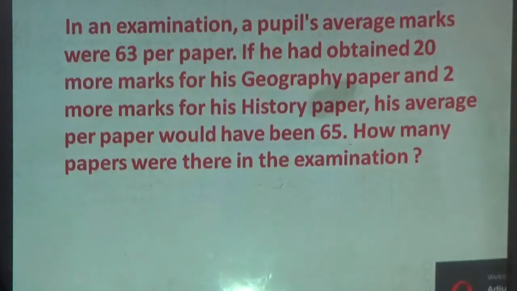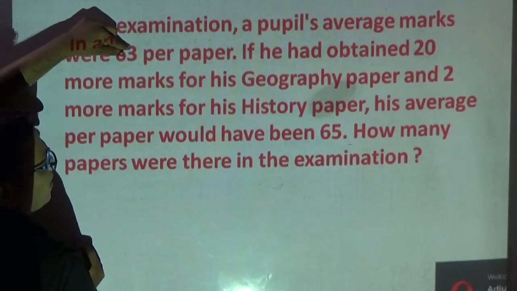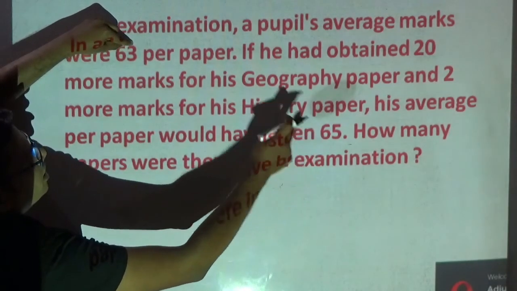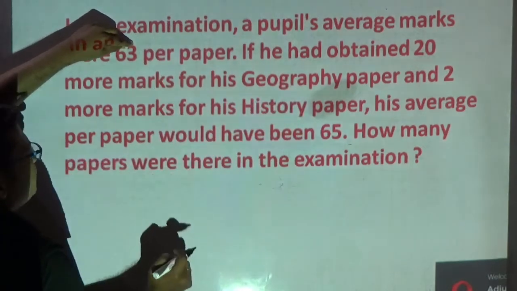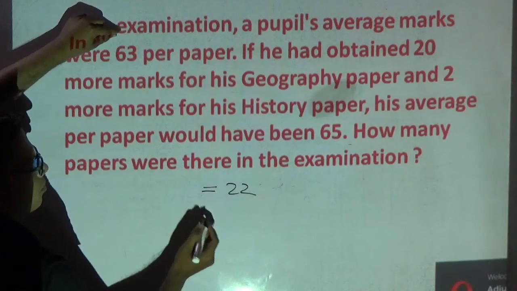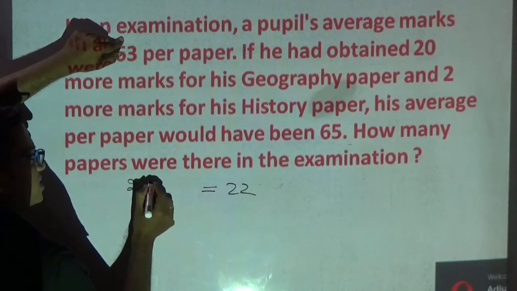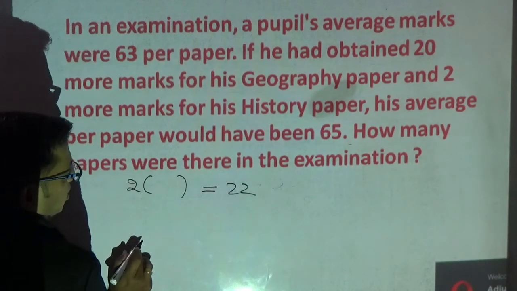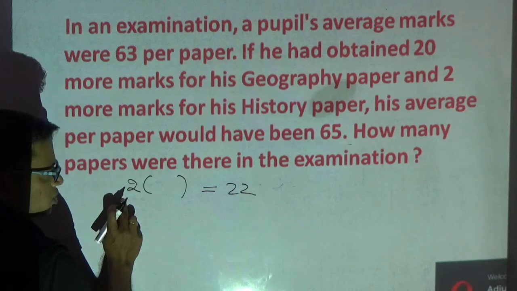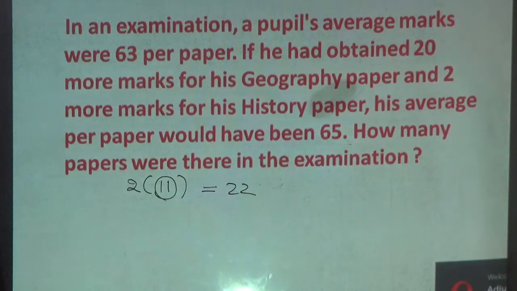One more time I will explain, please observe here. In an examination, a pupil's average marks were 63 per paper. If he wants the average from 63 to 65, he should have scored 20 more marks in geography and 2 more marks in history. Totally, 22 marks more he needs to score. His average is increasing by 2. If each paper is increased by 2, the average also gets increased by 2. Total overall increase is 22. For how many papers should I put 2 so that my average is increased by 2? 11. So 11 into 2 is 22. Therefore the answer for this question is 11.